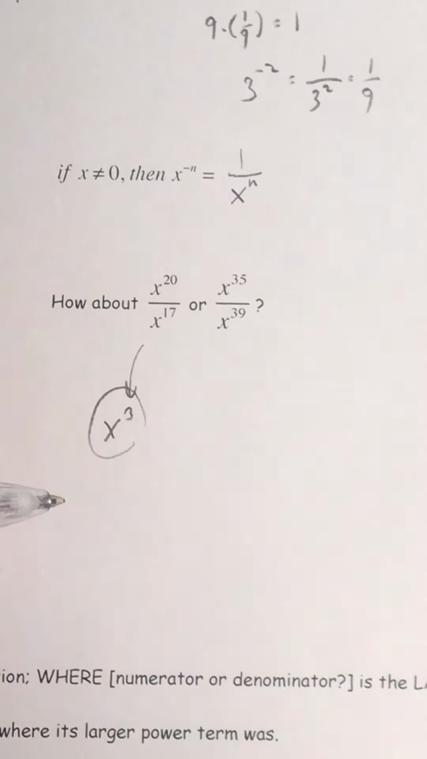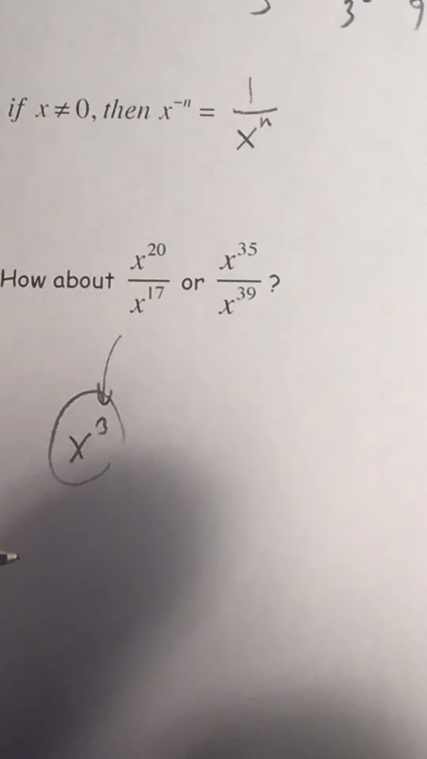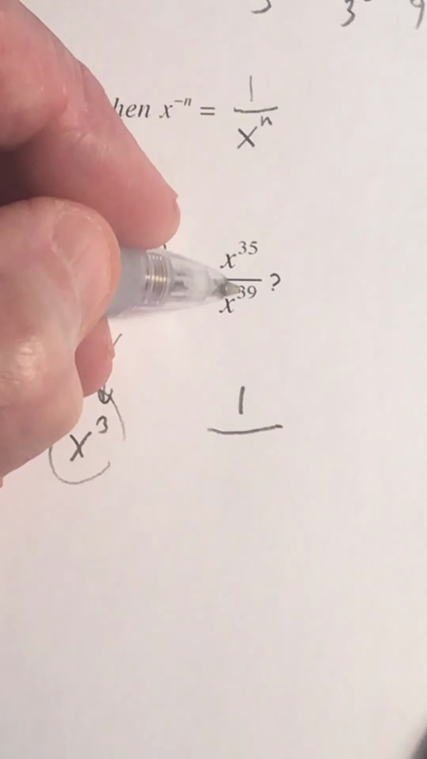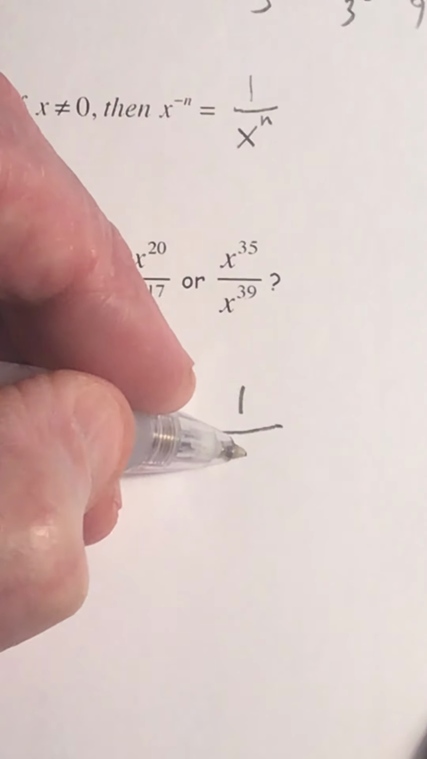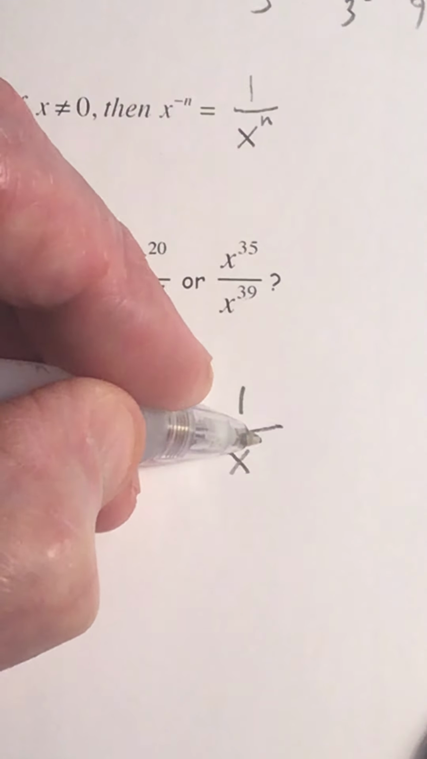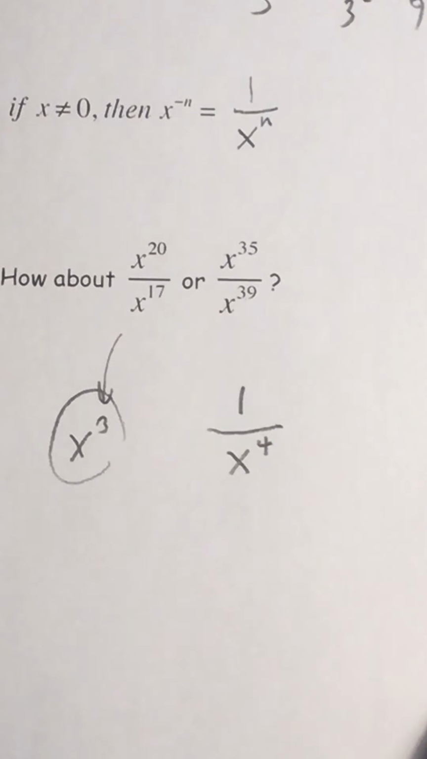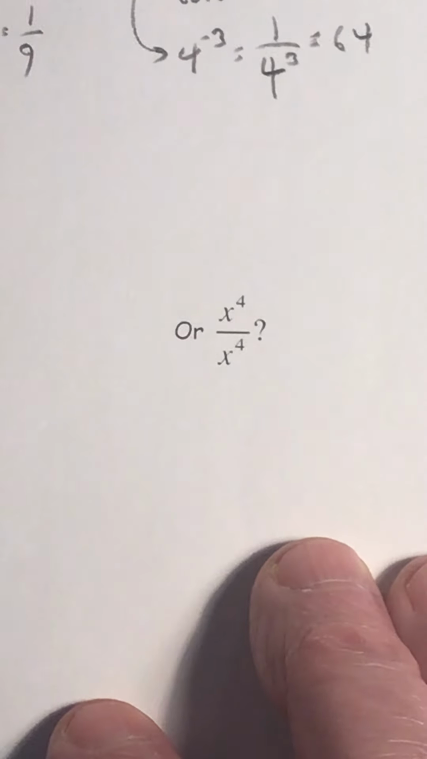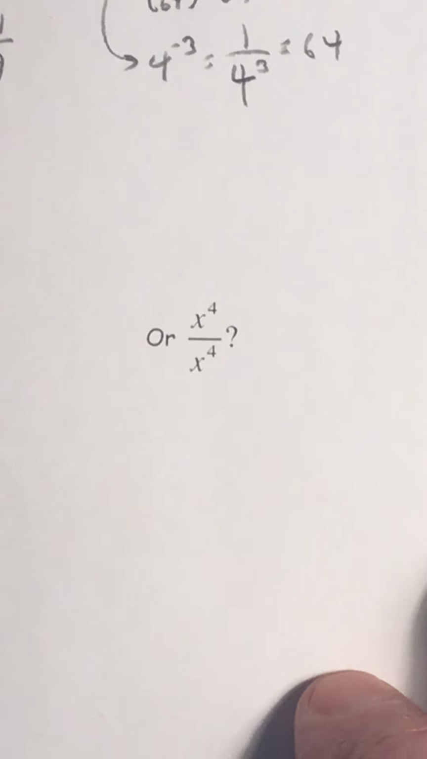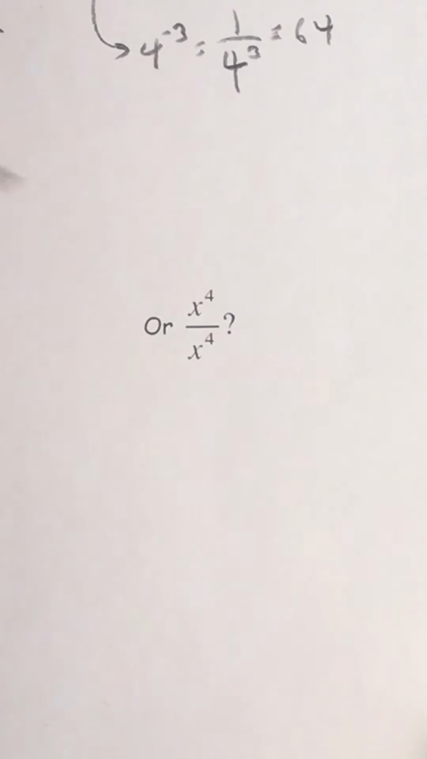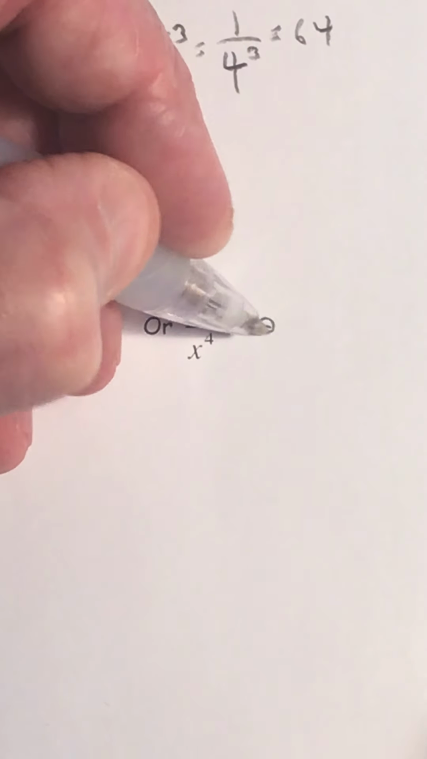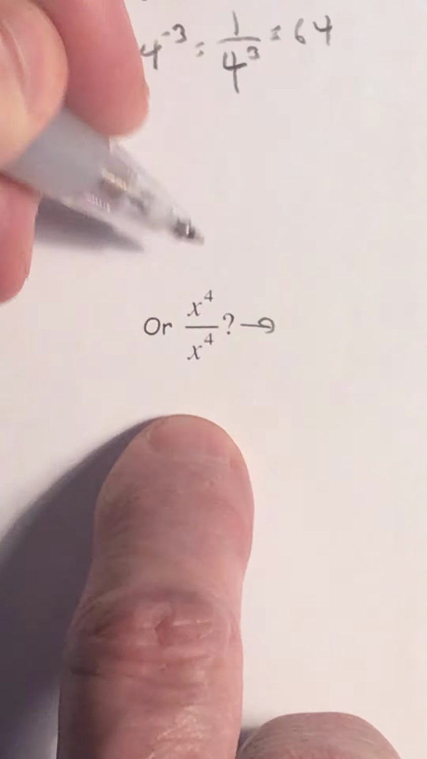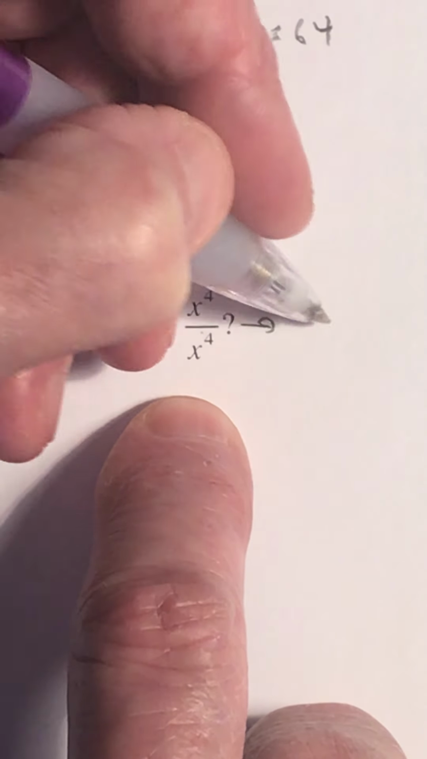What do we think here? There's more x's in the bottom, in the denominator. So I'm going to have 1 over x to the 39 take away 35, which is 4. What about this little guy? x to the 4th over x to the 4th. Well, it's the same top and bottom, right? So I'll say I don't need a fraction anymore. I'll say the top is the winner. And 4 take away 4 is 0.